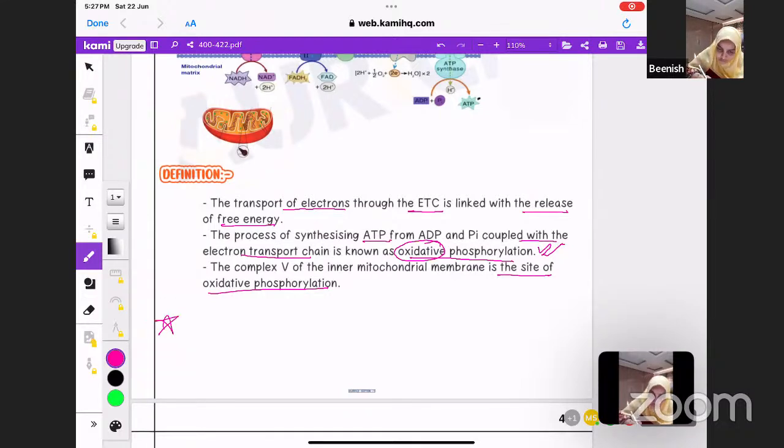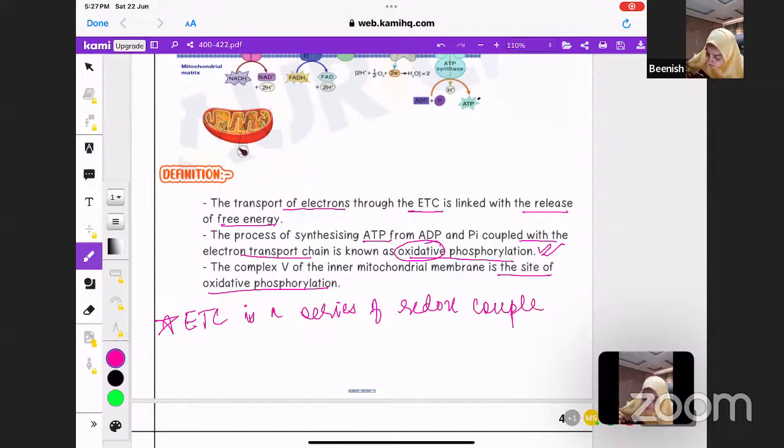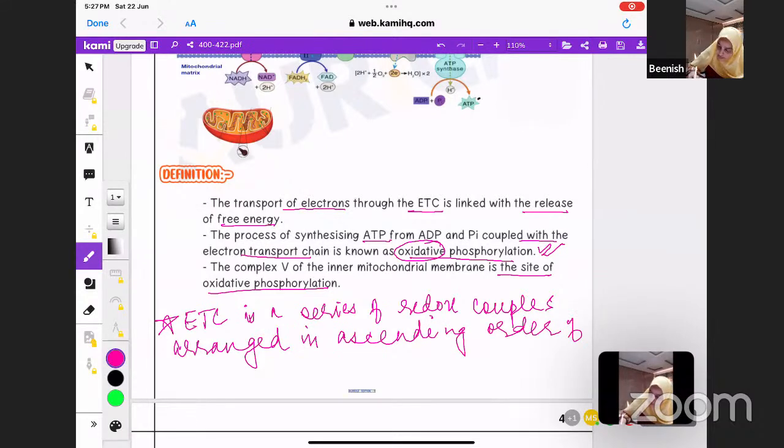So I'll just write this here: the electron transport chain is a series of redox couples arranged in ascending order of redox potential. And what is redox potential? It is the ability to gain electrons.